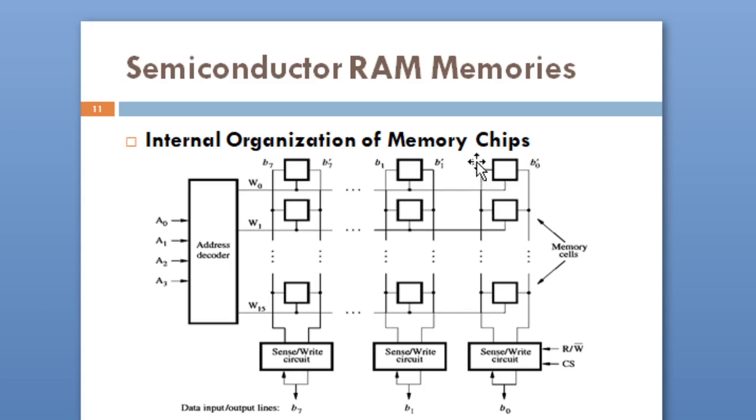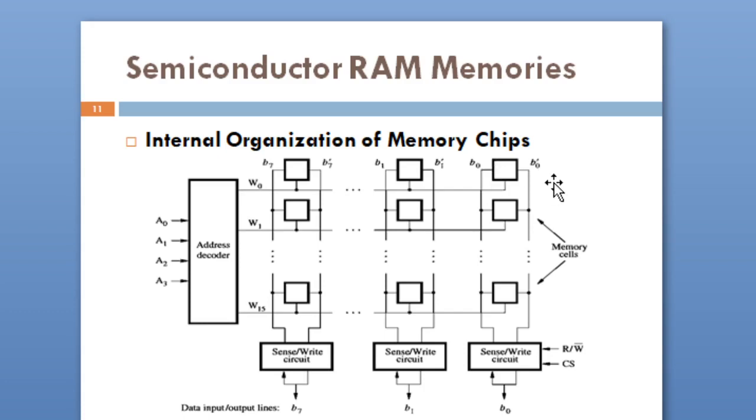So B0 will store the value. For example, if B0 is 0, B0 dash will store the complement of that value. That is, if B0 is 0, then B0 dash is 1. If B0 is 1, then B0 dash is 0. So both are complements of each other.